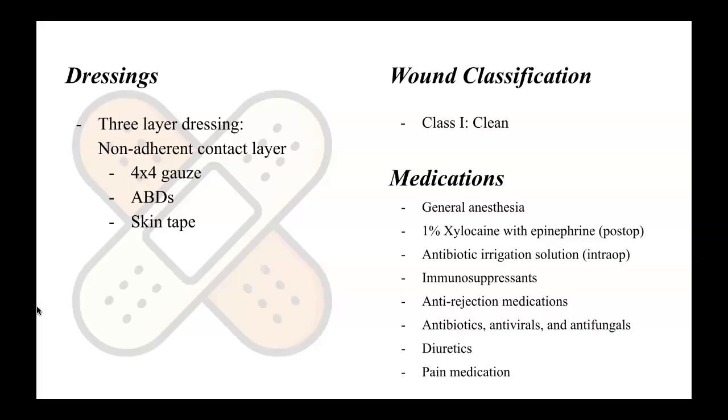For the pain medication, they're probably not just going to give you Tylenol. They're probably going to give you some type of Percocet, depending on the patient, I assume. But immunosuppressants, anti-rejection medications, and actually antibiotics, antivirals, and antifungals, the patient is probably going to be on those for the rest of their life.